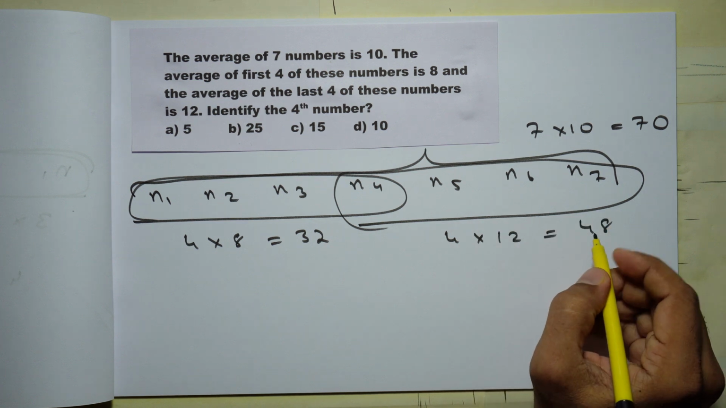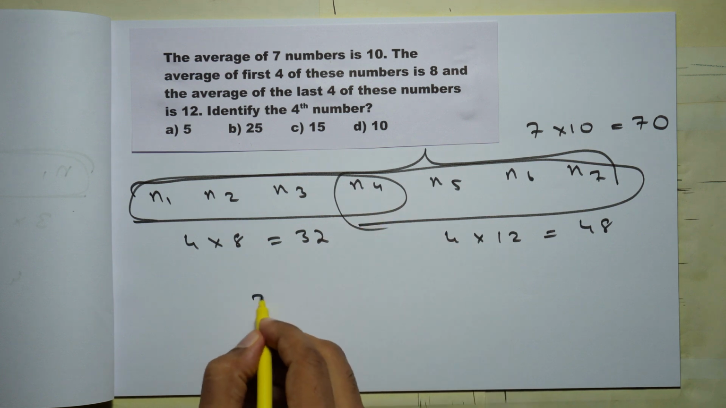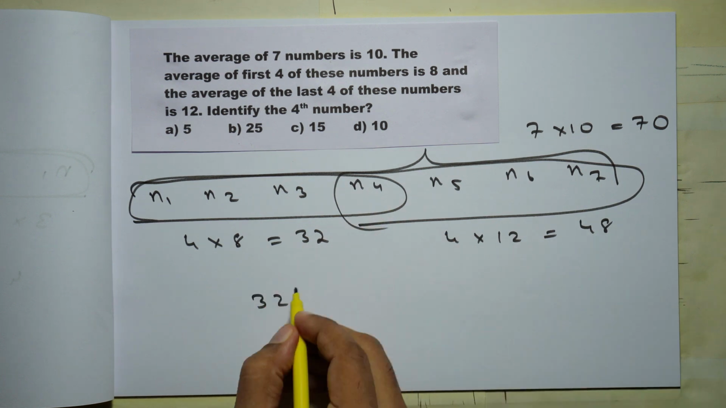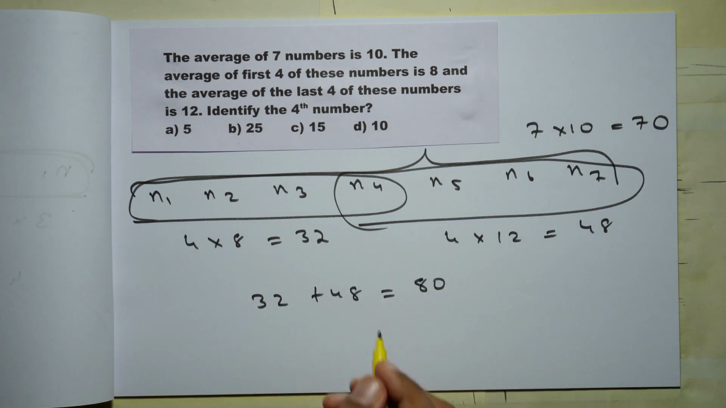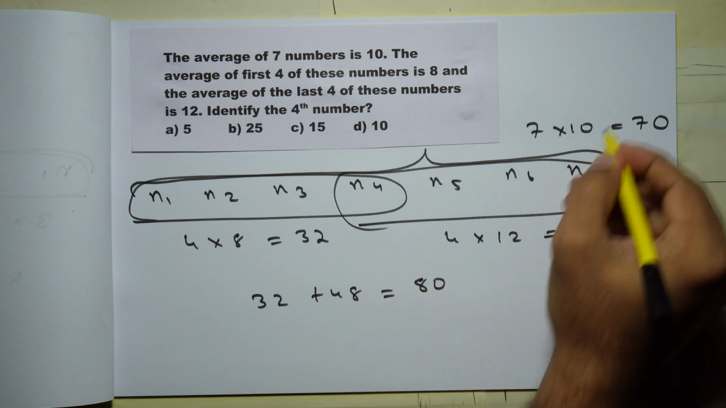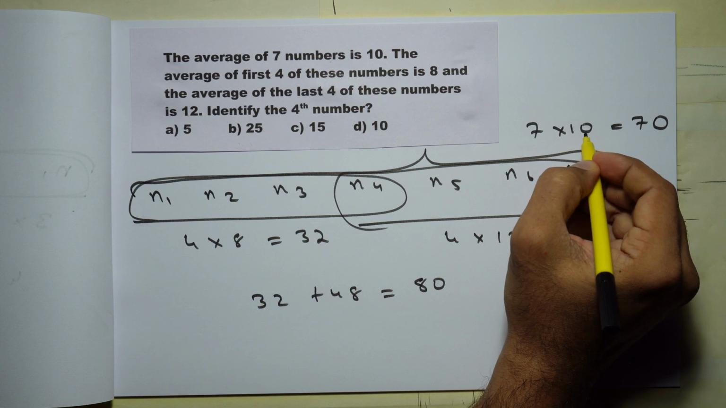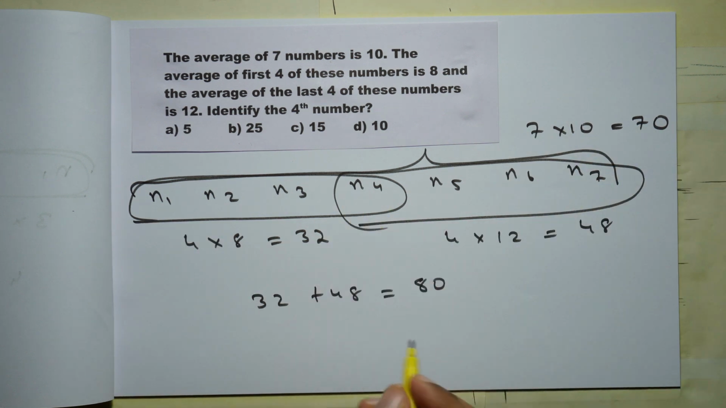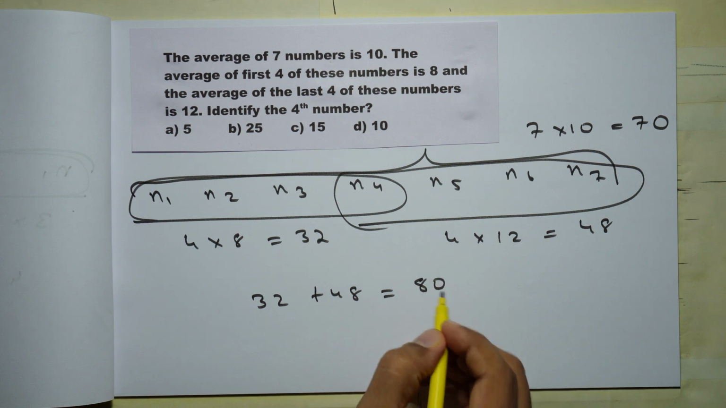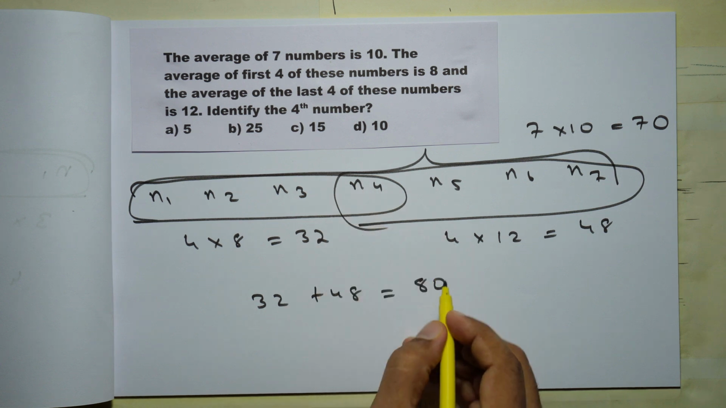If you add up the first 4 and the last 4, their total sum will be 32 plus 48, so you will get 80. And you can see that it is 10 more than their actual sum. Their actual sum is only 7 numbers into their average 10, which is 70. But if you add up the first 4 and the last 4, you will get 80, that is 10 more. Now why is it 10 more? Because n4, the fourth number, has been added twice. That is why it is 10 more.